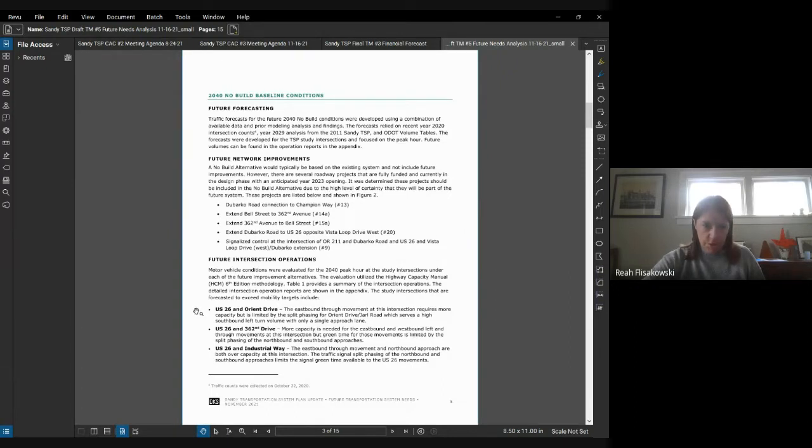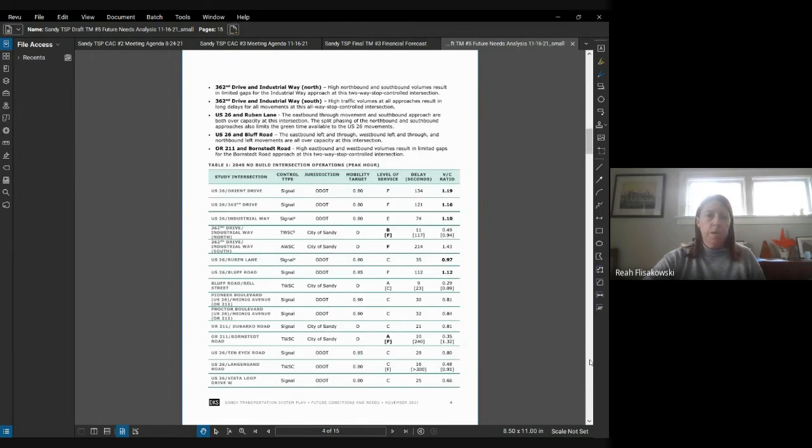So it's US 26 at Orient, US 26 at 362nd Drive, then US 26 at Industrial Way, 362nd Industrial Way North, 362nd Industrial Way South, and then 26 at Reuben, 26 at Bluff, and then 211 at Bornstein. And maybe there's no surprises with those, but all of those we know without additional improvements beyond what's already been planned and reasonably funded are not going to meet standards. And those are the intersections that we would focus on to come up with some new capacity projects, if reasonable, to get them up to standard.